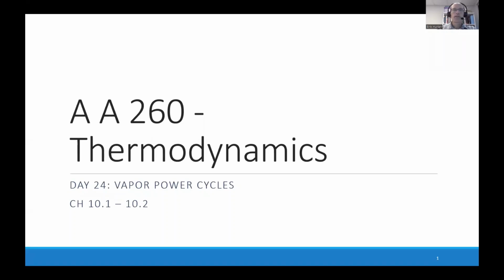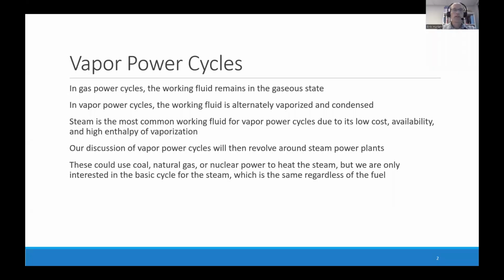The last few videos have dealt with gas power cycles, cycles in which the working fluid remains in the gaseous state throughout the entire cycle. In this video, we're looking at vapor power cycles. In these cycles, the working fluid varies between gas and liquid states. Steam is a very common fluid for these cycles due to its ubiquity and high thermal properties. So we're going to stick to steam cycles in this class.